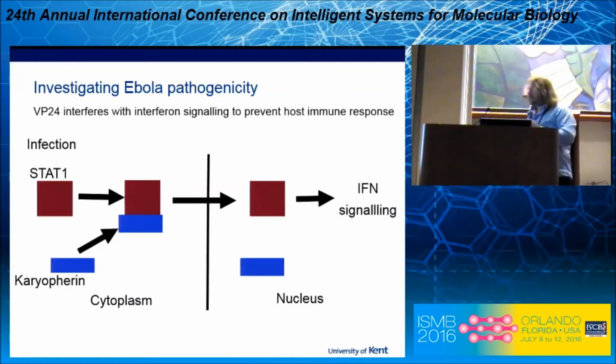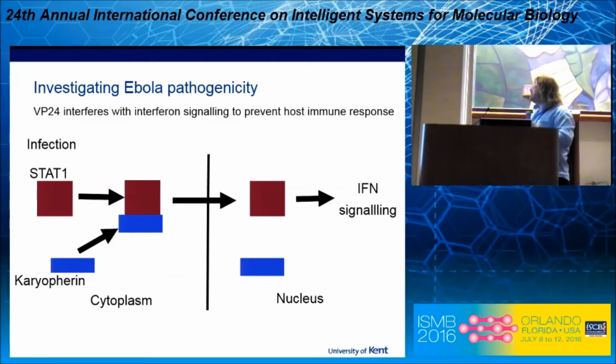So second, I'm going to focus on VP24. One of the functions of VP24 is that it interferes with interferon signaling so that it can prevent a host immune response. So this is a very simplified diagram.